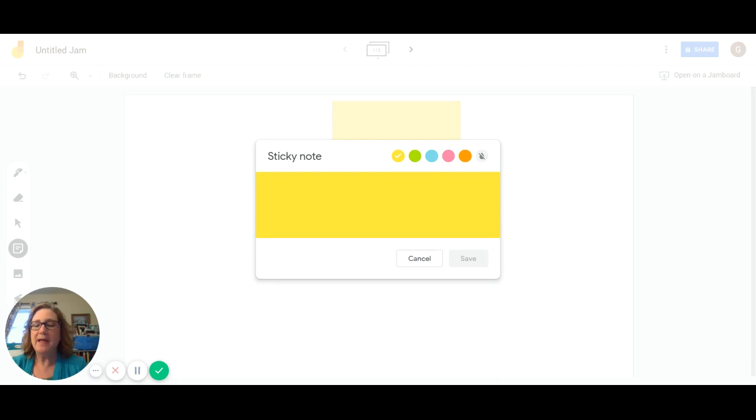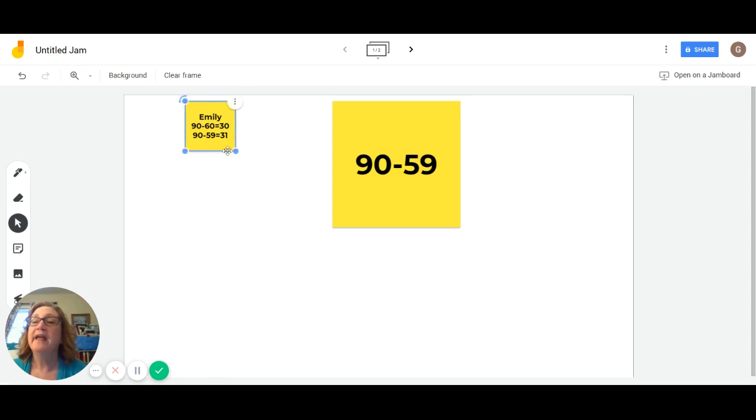I'm going to show you how Emily decided she would solve the problem. In Emily's mind, she already knew that 90 minus 60 equals 30. So she said, if 90 minus 60 equals 30, then 90 minus 59 would equal 31. Does everybody see how she came up with that? She subtracted and subtracted again, didn't she?